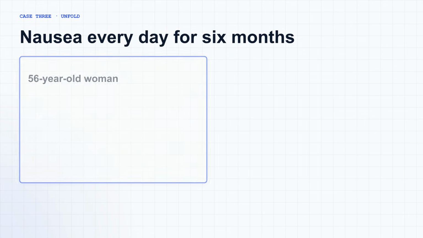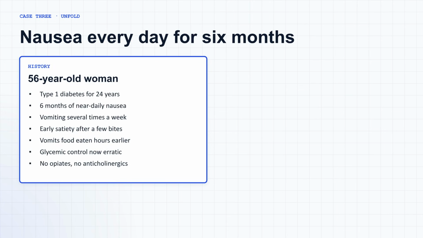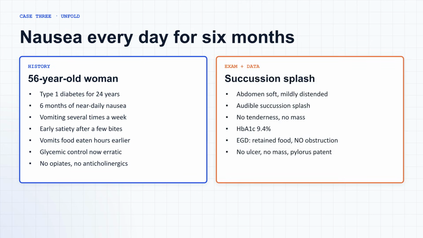Our third patient is a 56-year-old woman with long-standing type 1 diabetes. She reports 6 months of nausea nearly every day, vomiting several times a week, and feeling full after only a few bites. The vomiting sometimes brings up food she ate hours earlier. Her blood sugars have become erratic and hard to control. She takes no opiates. On exam, her abdomen is soft and mildly distended. You hear a succussion splash. There is no tenderness and no mass.